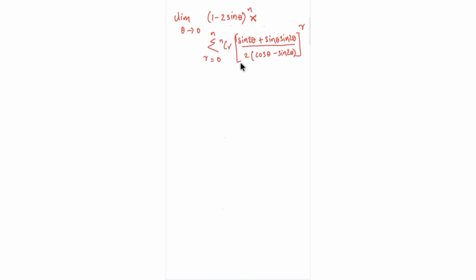So this is the question. Limit theta tends to 0, (1 minus 2 sine theta) whole power n into sigma r equals 0 to n, nCr into ((sine 2 theta plus sine theta into sine 2 theta) divided by (2 cos theta minus sine 2 theta)) whole power r. This is the question. It's a giant equation which involves trigonometry and all.